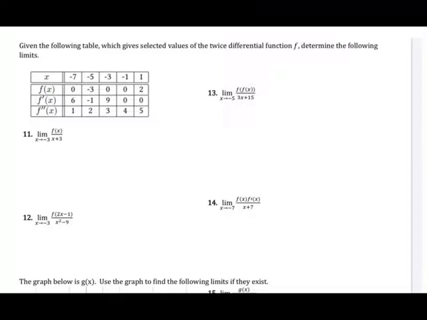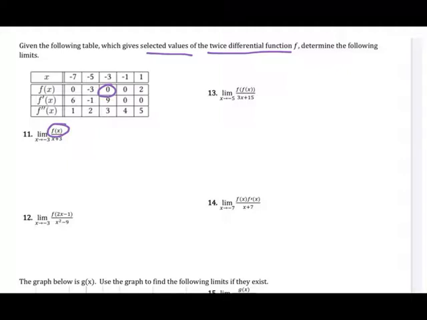All right, number 11. The limit as x approaches negative 3. So first of all, it says given this table, which gives selected values of a twice differentiable, meaning it is continuous, function, determine each of the following. So if it's continuous, then the limit as x approaches negative 3 of f of x is equal to f of negative 3, since it is continuous. And that limit is 0, or that value of the function is 0.